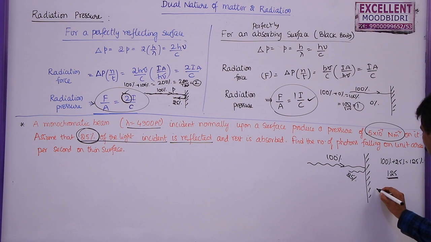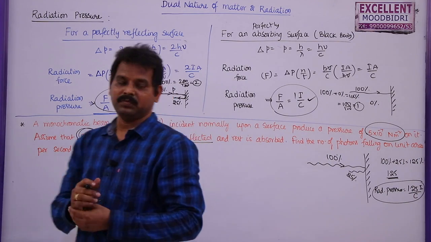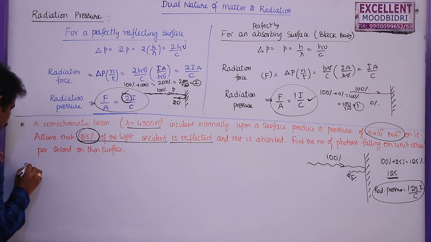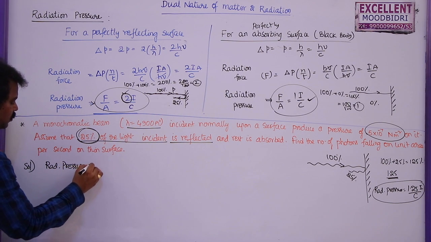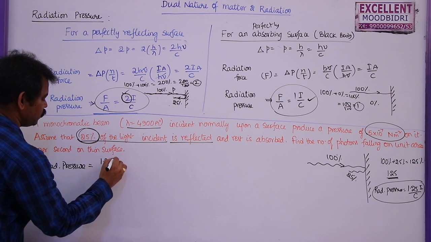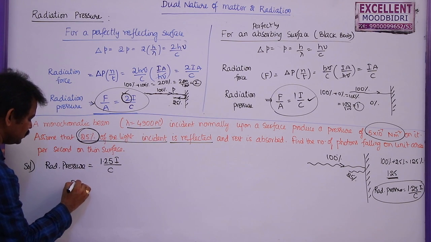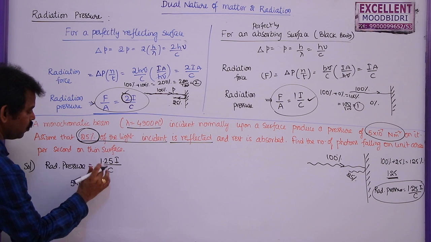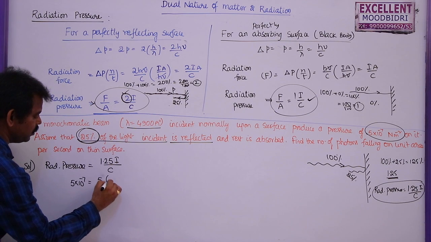So what is the radiation pressure now? The radiation pressure is given by, in this problem, directly I can write 1.25 I by C here. So we need to use this formula. So the radiation pressure in this problem, I am going to write the solution. Radiation pressure is given by 1.25 I by C. So the radiation pressure is given as 5 into 10 power minus 7, is equal to 1.25, which can be written as 5 by 4 here.